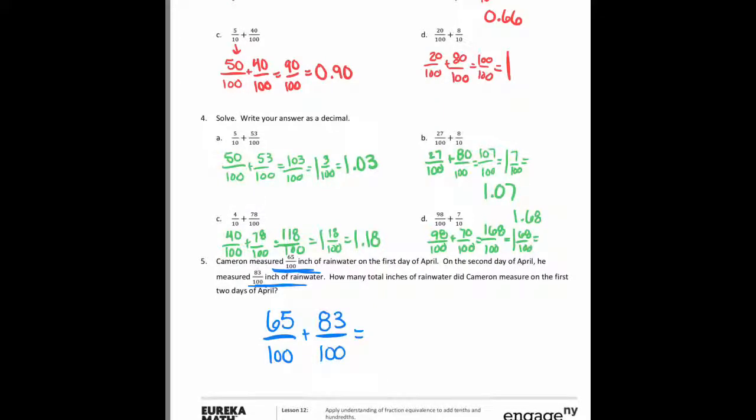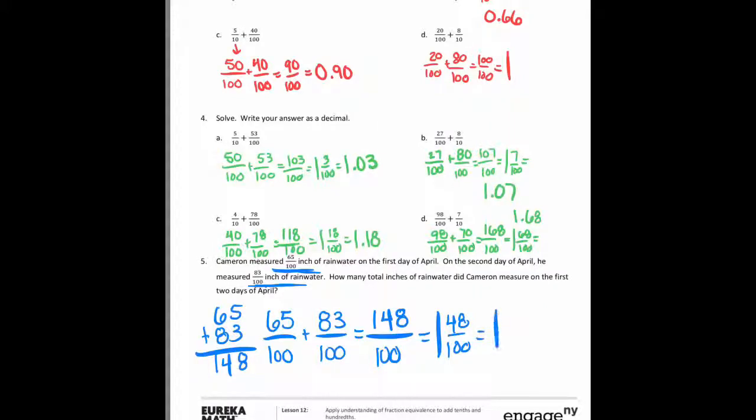And when I add those together, if I add 65 and 83, and if you can't do that off the top of your head, you could write it off to the side, but I got 148 hundredths. So over here, if I said 65 plus 83, 5 plus 3 would give me 8, 6 plus 8 would give me 14. So you get 148 hundredths, which would be like 1 and 48 hundredths, or 1.48 inches of rain. Alright guys, if you have questions, let me know.